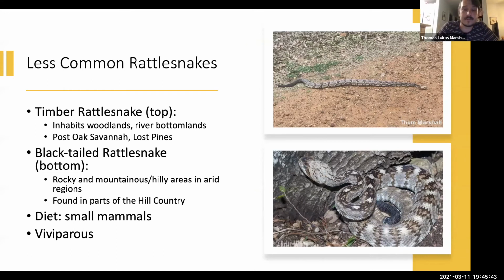The timber rattlesnake is a very rare snake in our area. It inhabits woodlands and river bottomlands. In our region, it can be found in parts of the Post Oak Savanna and then the Lost Pines. This is a really exciting snake to find in the area because they are so rare.